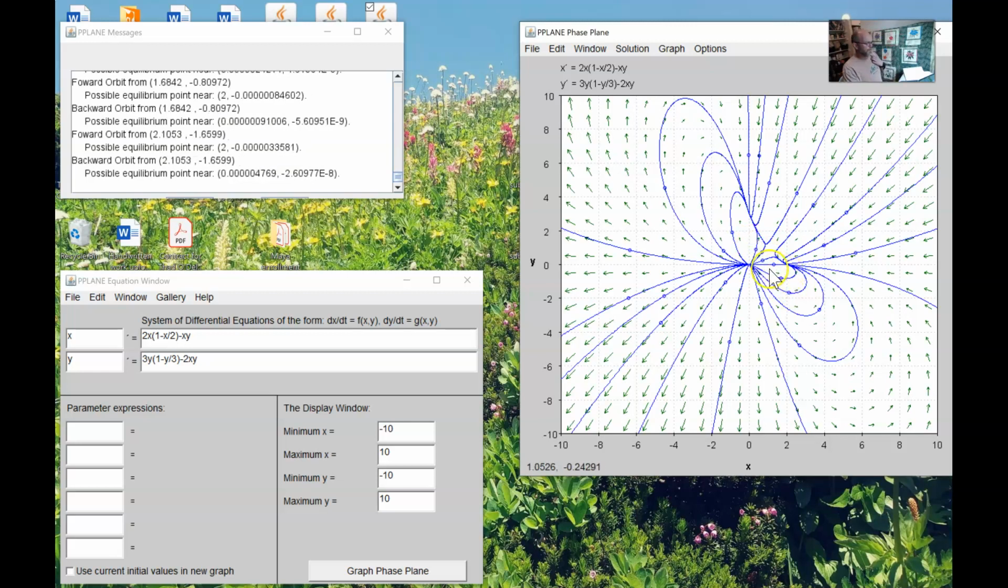So anyway, that's just another example of a differential equation and looking at the geometry of it. And this one's a little bit more complicated, so I wanted to show you this idea of finding equilibrium points, because the equilibrium points can tell us a lot about the geometry of the system of differential equations. So, all right.